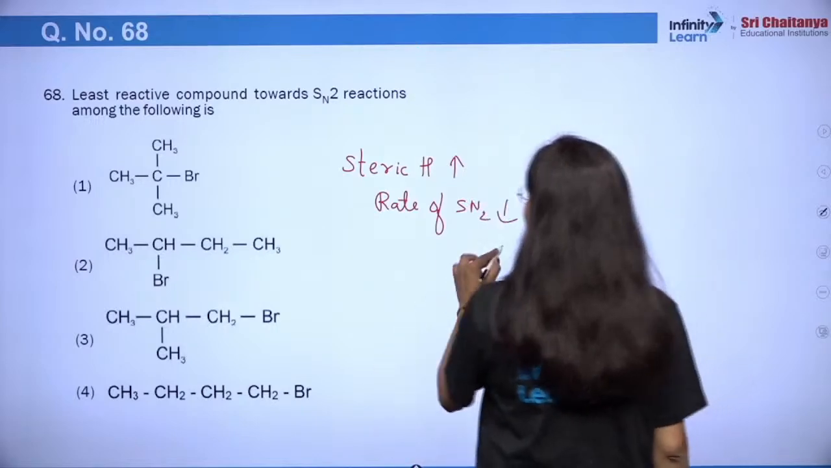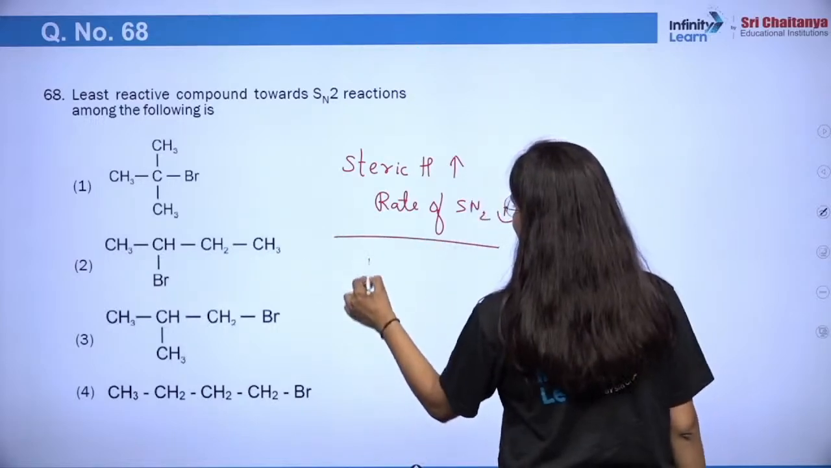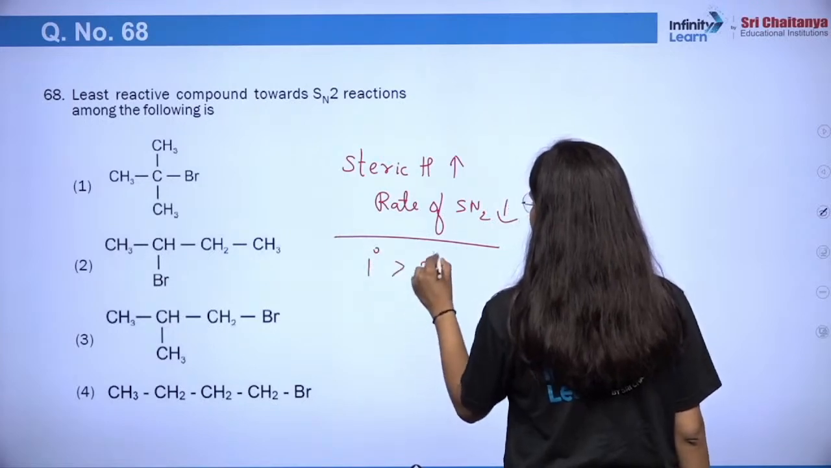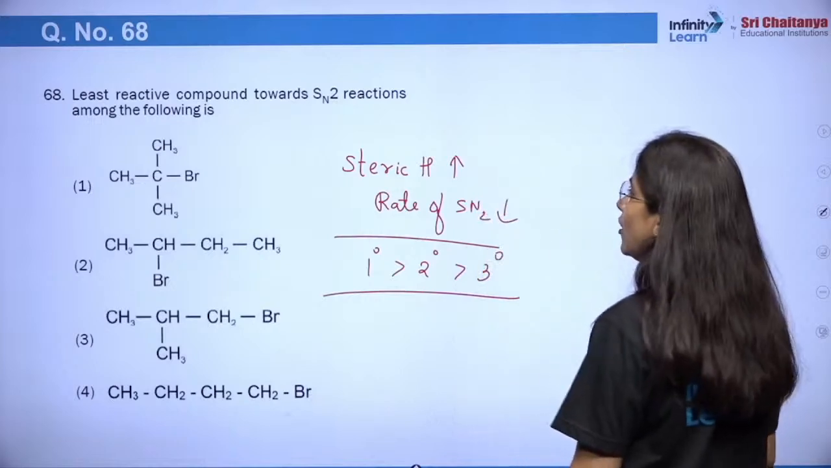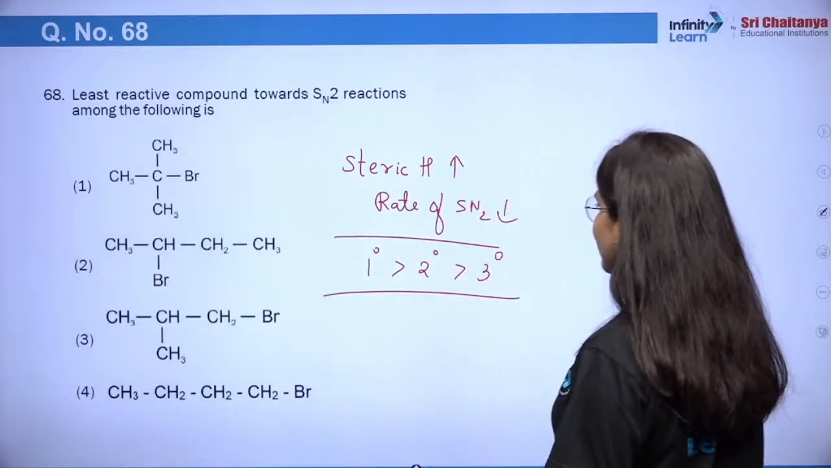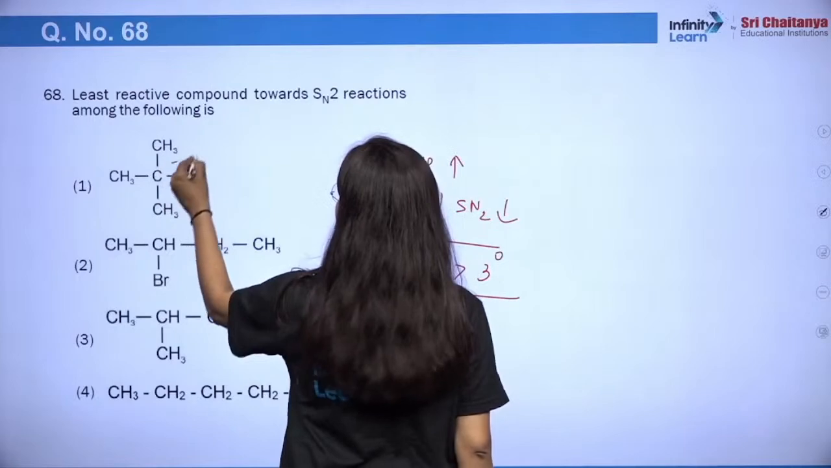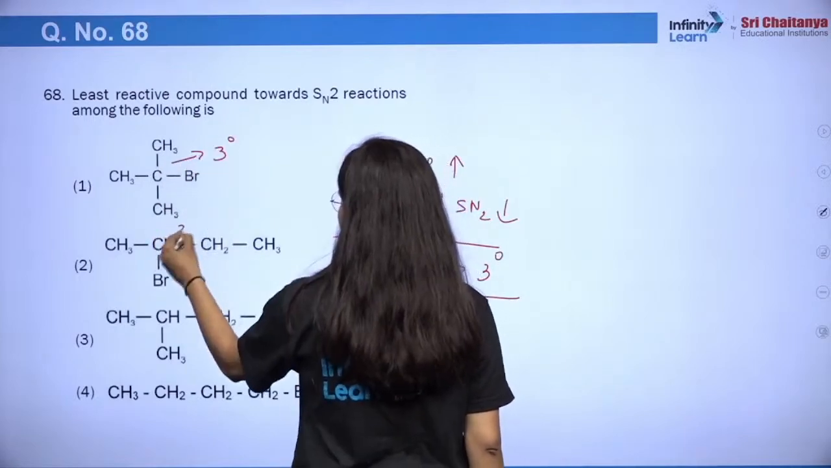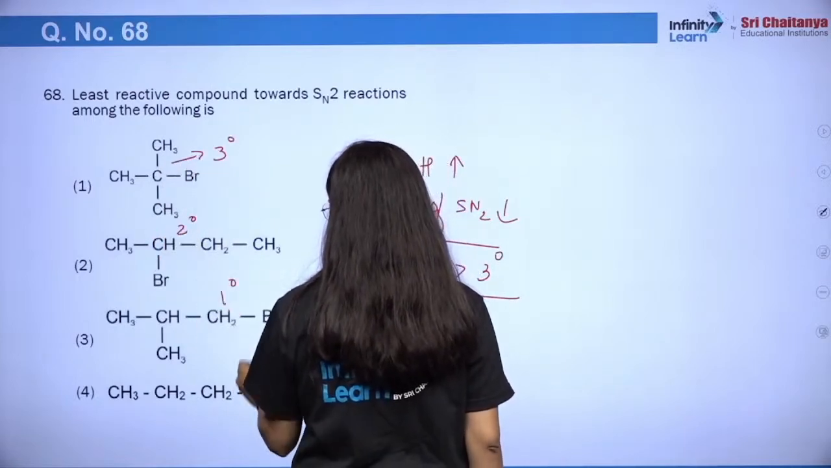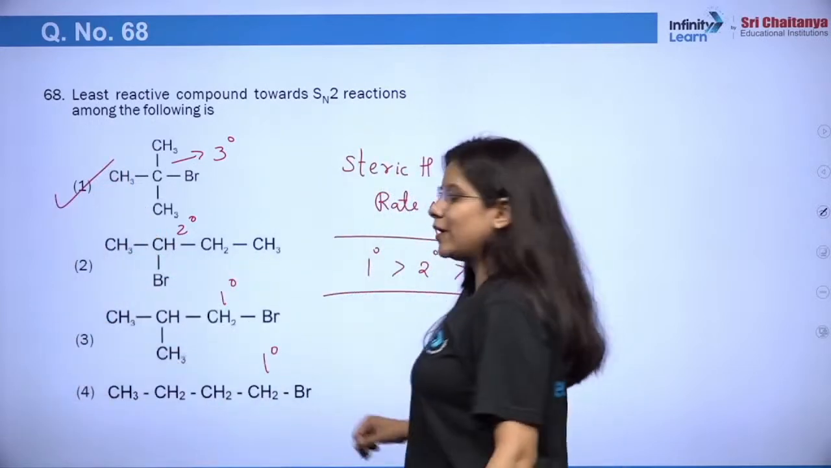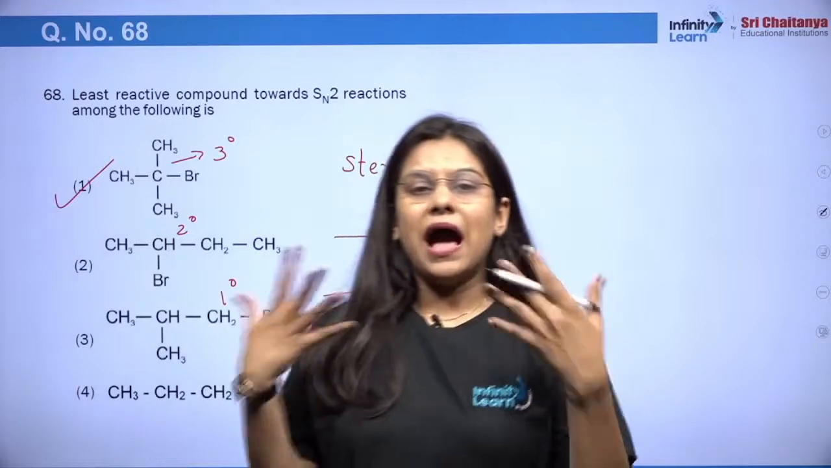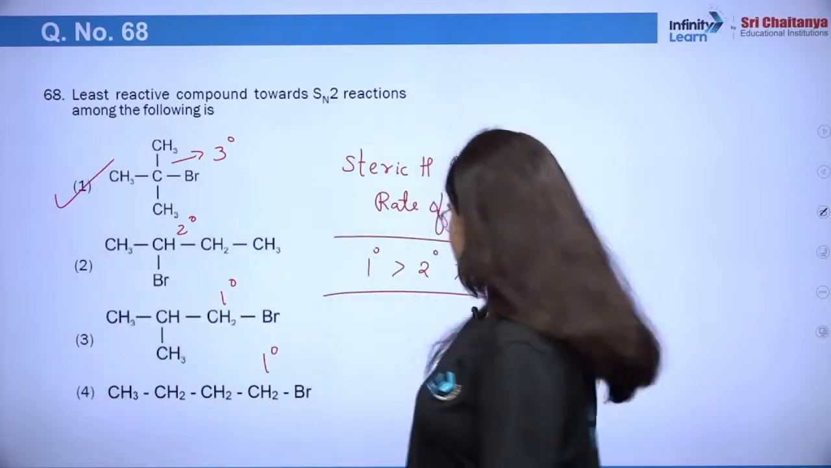So what is the reactivity order? Reactivity order is 1 degree, 2 degree followed by 3 degree. Which of the following will be least reactive? So you can see here, this is 3 degree, 2 degree, 1 degree, 1 degree. So which will be least reactive? This will be least reactive because here we have high steric hindrance.